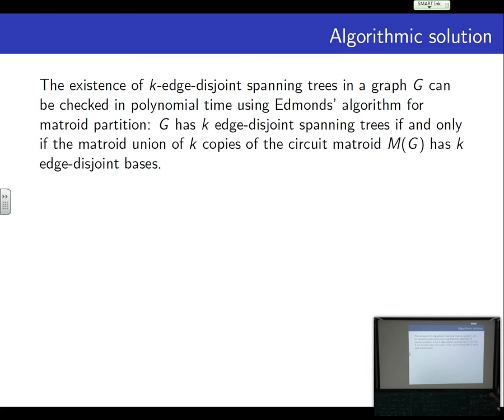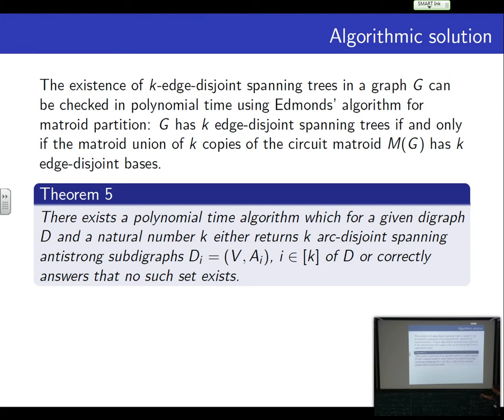But we can also check, using matroid theory, of course, the union of matroids, whether we do have this. This is a result: we can check for a given digraph whether there are k arc-disjoint spanning anti-strong subgraphs and find them, or we can provide a certificate that they do not exist.